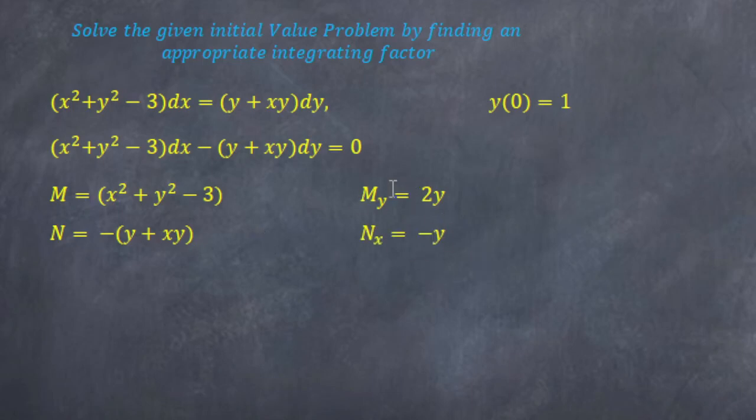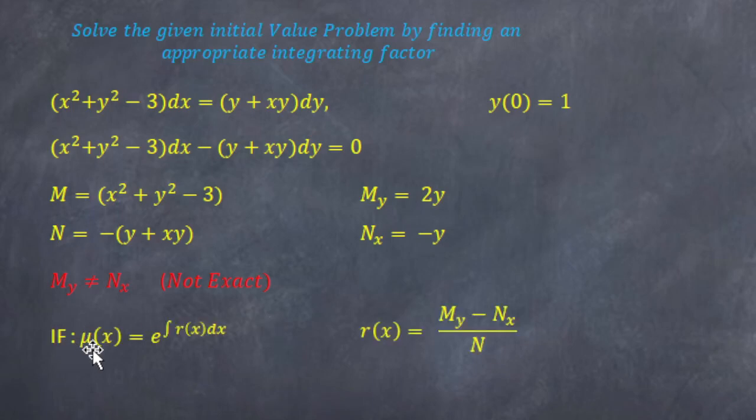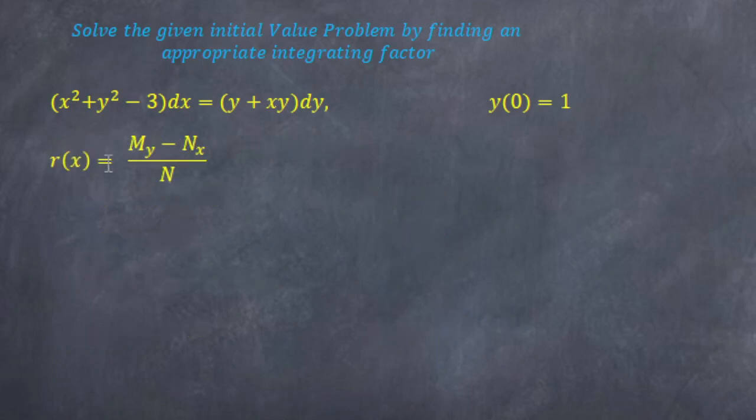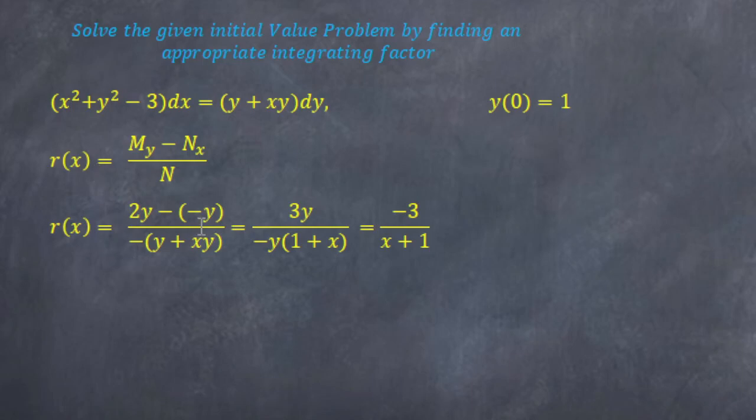As you can notice here, My is equal to 2y and Nx is equal to negative y, meaning they don't have the same values, which means our differential equation is not exact. Now let's make this an exact differential equation by finding our integrating factor mu of x, which is equal to e to the integral of r of x dx, where r of x is equal to (My minus Nx) over N. This is your My, Nx, and N. Let's substitute and plug that into our formula.